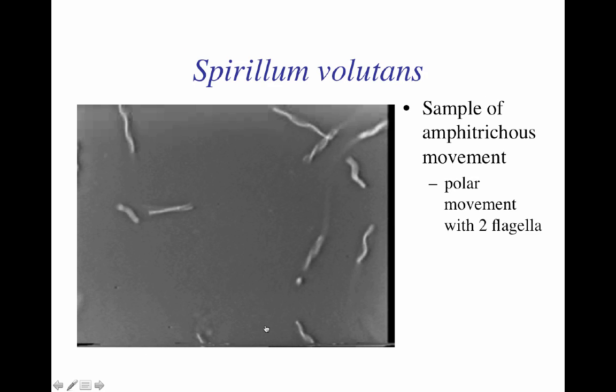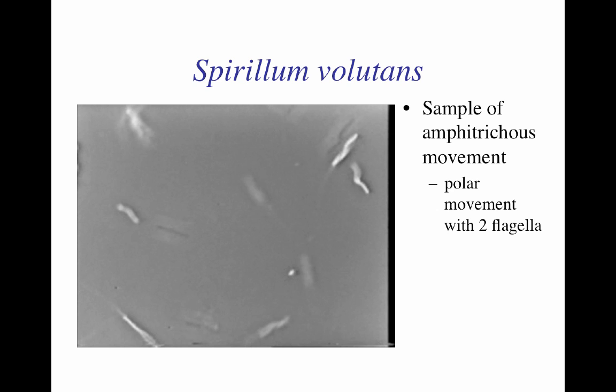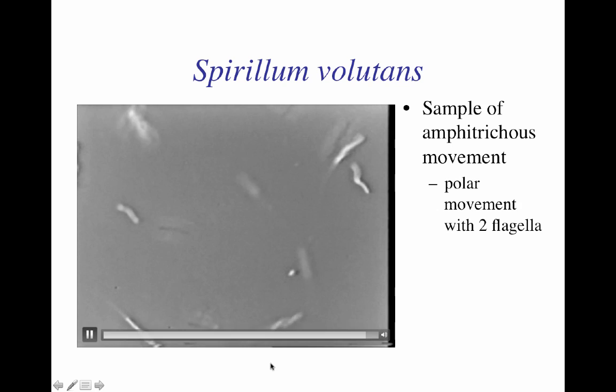Now, here I'm going to be showing you a set of movies that are going to give you samples of how some organisms move. So we have here Spirillum volutans. It's a microorganism that has an amphitrichous arrangement of flagella. So two polar flagella that are placed in opposite direction. What we're going to see is a movie about how they move.